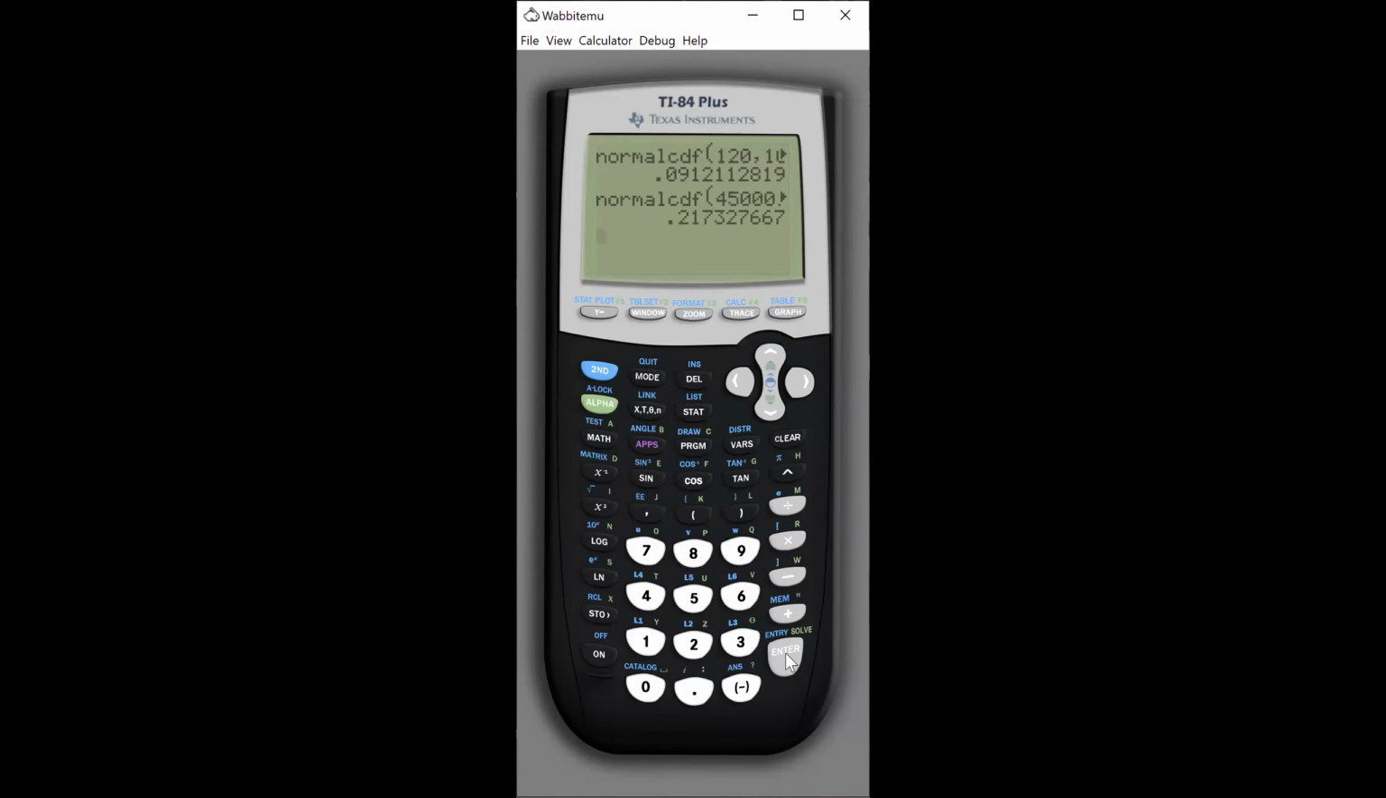So we get the probability that X is greater than 45,000 is equal to 0.2173. Any question in regard to how I got 0.2173 from the calculator? Okay, so I'm going to go ahead and transition back to my notes.